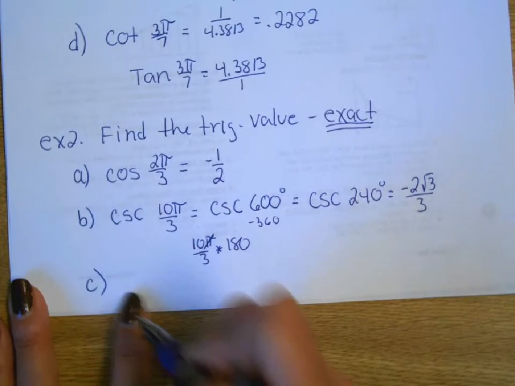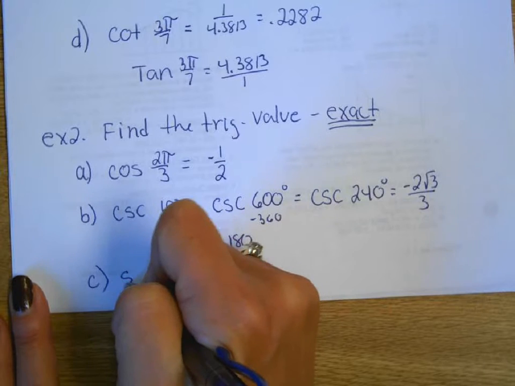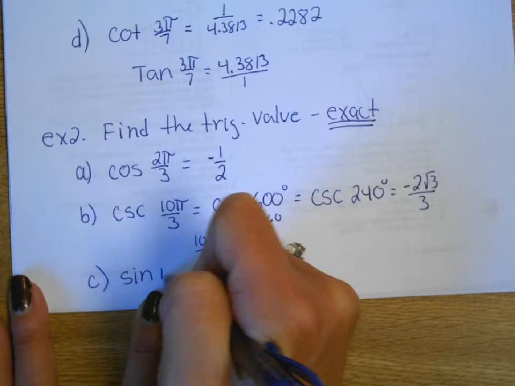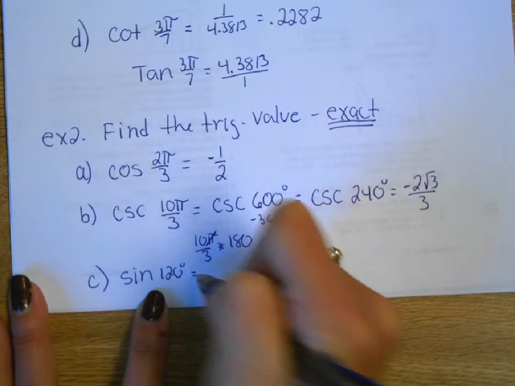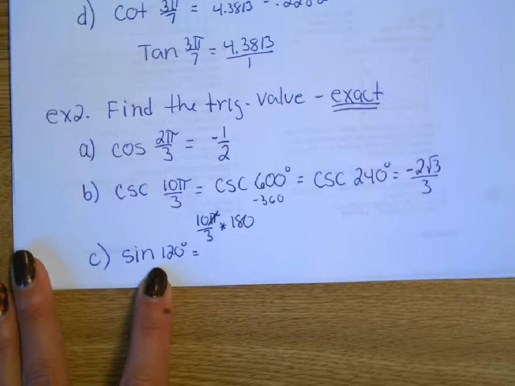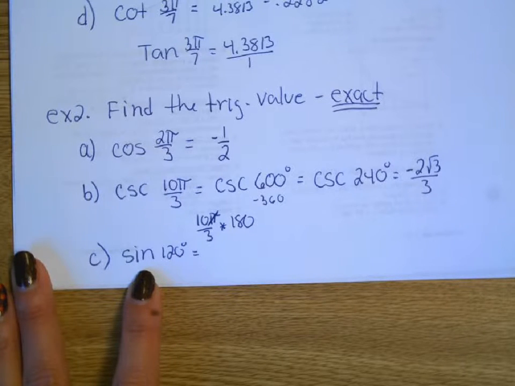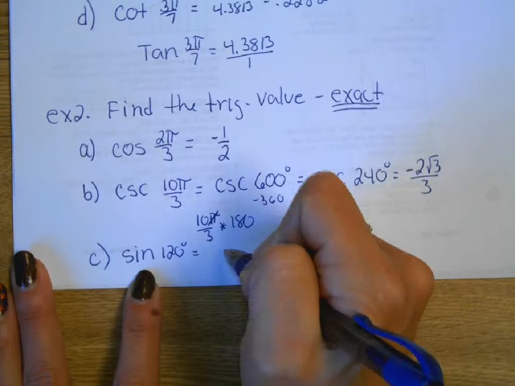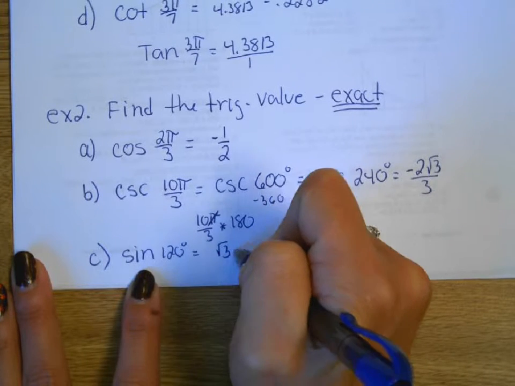All right. How about the sine of 120 degrees? Dude, that's easy. What is it then? So we go over to our 120. And we're going to be over to sine. So it is square root of 3 over 2. Yes.